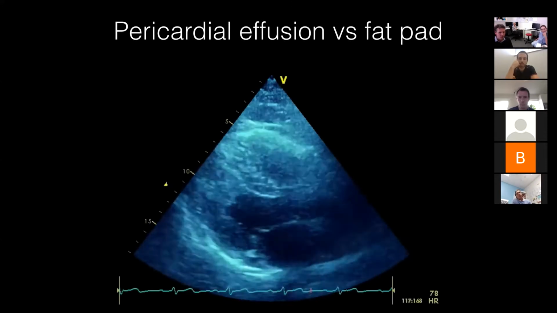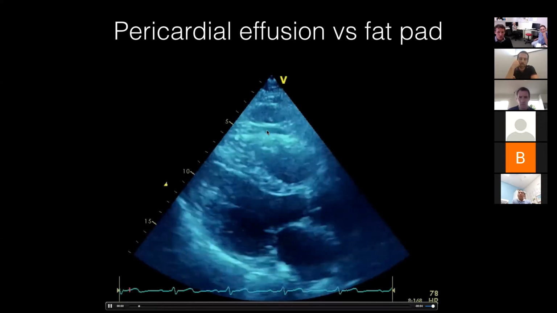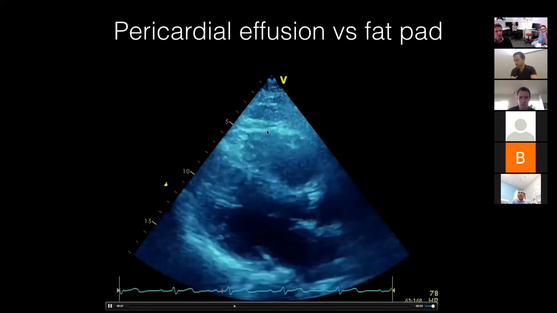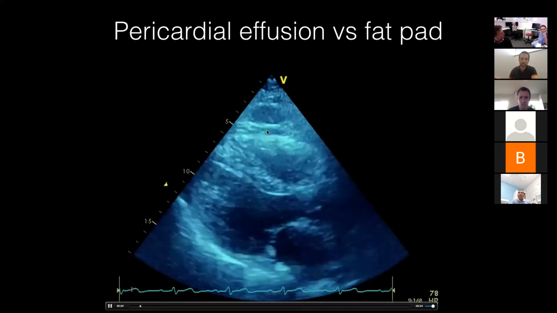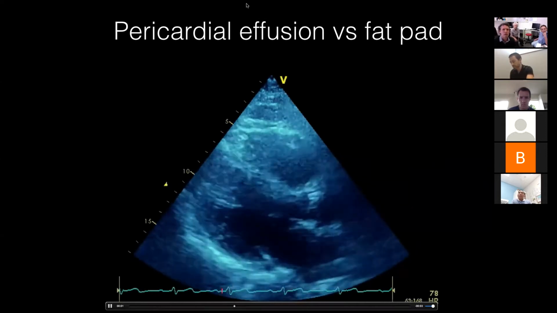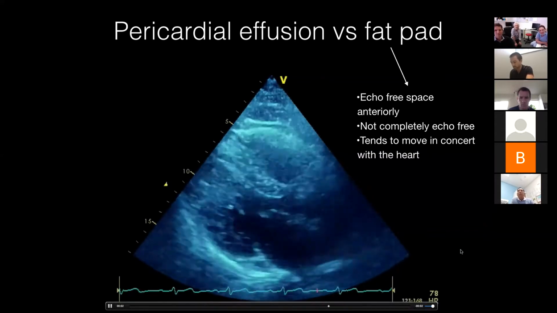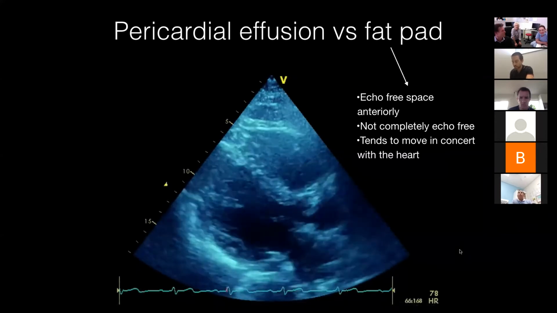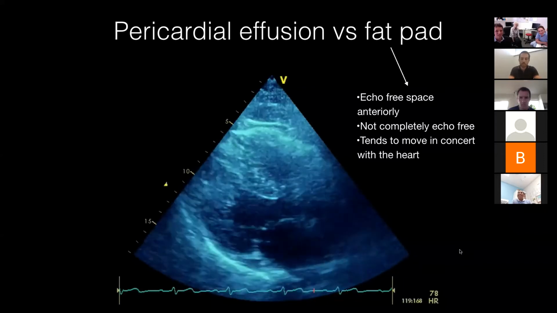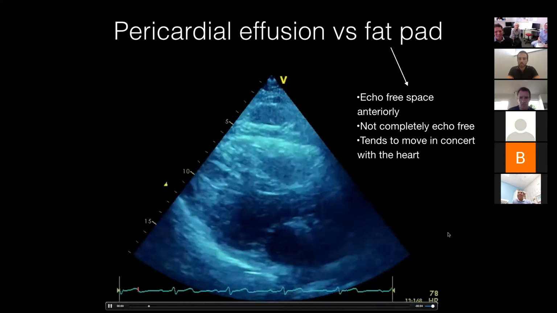How about this one? Here we have this little echo-free space in front of the right ventricular free wall. My question is, is that tamponade, pericardial effusion, or a fat pad? I think it's a fat pad. Nice. Sorry, I admitted Lee at the same time as showing you the answer. So why do you think it is? Because you have an echo-free space anteriorly? That's all right, Lee. Perfect timing.